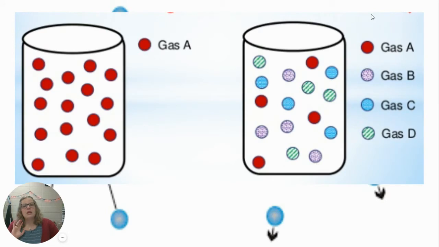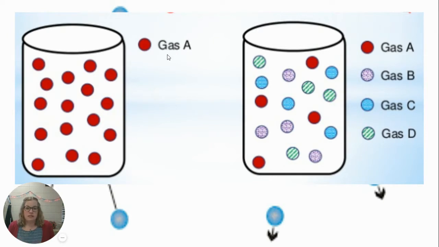So if you think about a container that I have here, and I have 1, 2, 3, 4, 5, 6, 7, 8, 9, 10, 11, 12, 13, 14, 15, 16. Hopefully I count that right. 16 gas particles. And in this container here, we have essentially the same number of gas particles. In the container on the left, it's all one gas, gas A. And in the container on the right, it's 4 different gases, gases A, B, C, and D. And we are going to assume that these are at the same volume and the same temperature.